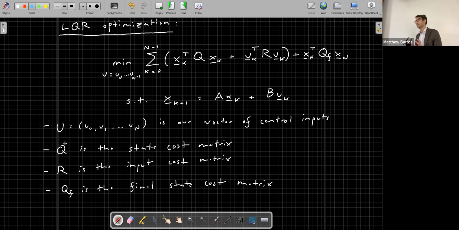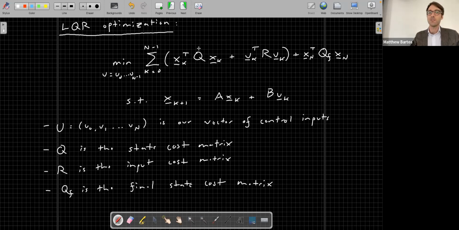I never defined this in class, but Q and R and QF are all what are called positive definite matrices. Does anyone know what that term means? Has anyone heard the term positive definite matrix before? A positive definite matrix simply means that if you have a quadratic product like this with that matrix in the middle, any quadratic product with any vector will be positive. So each of these quantities here will always be positive.